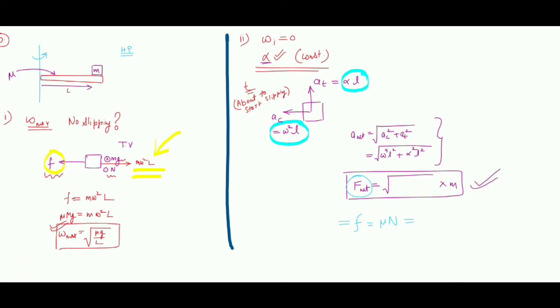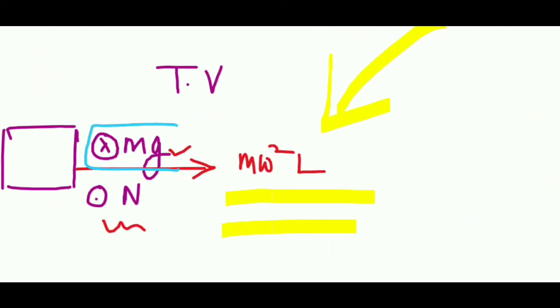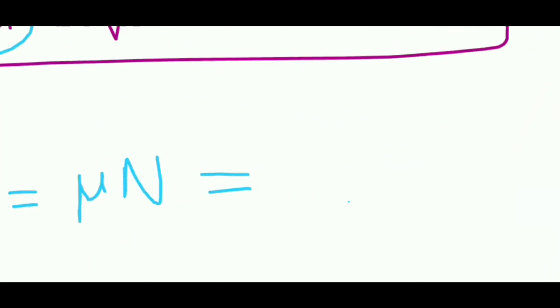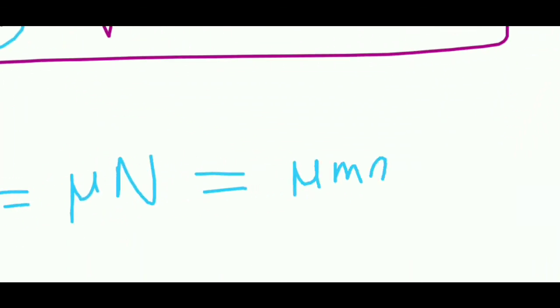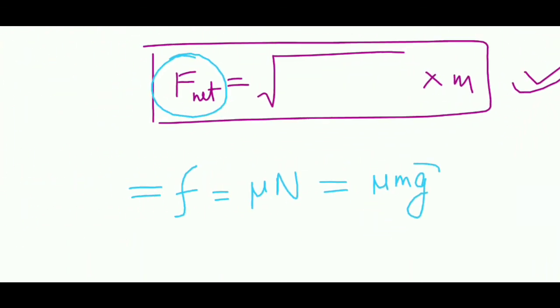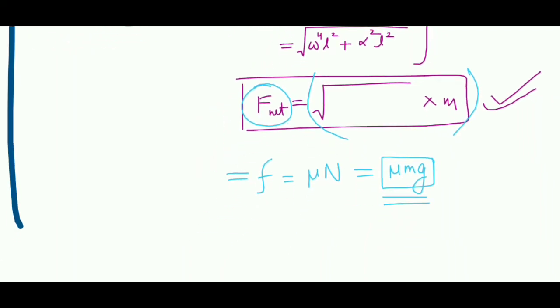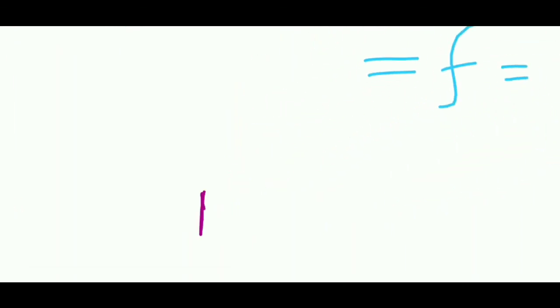N will be equal to mass into g. Mg inside, normal outside. So N equals mass into g. So mu mg. Now if you equate mu mg with this expression, then you will get the omega value at which the block will start slipping. So let us write it down and let's see what will be the answer.